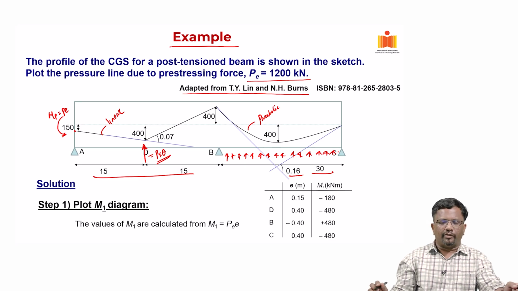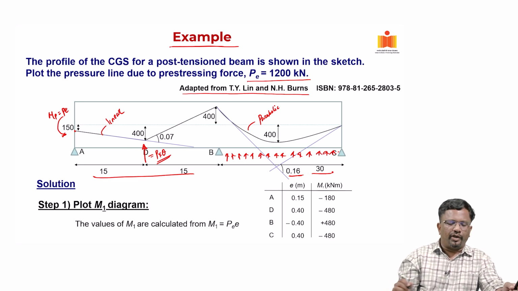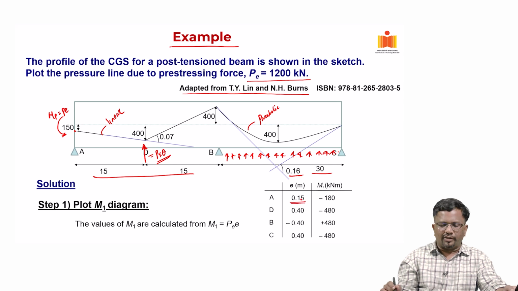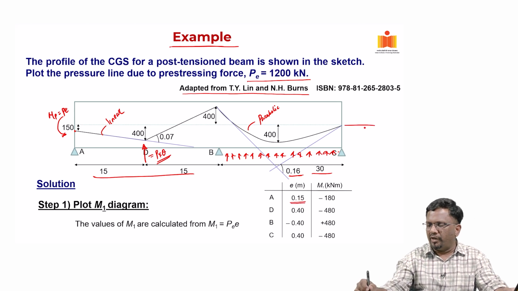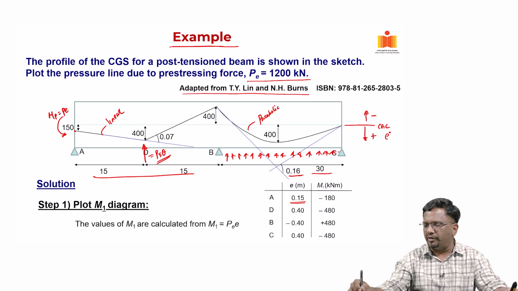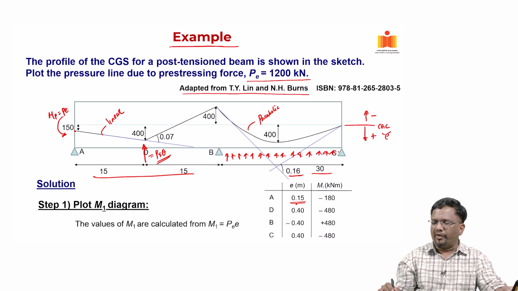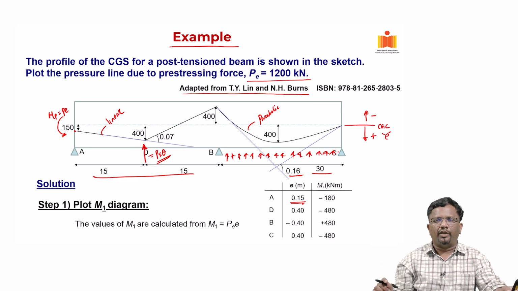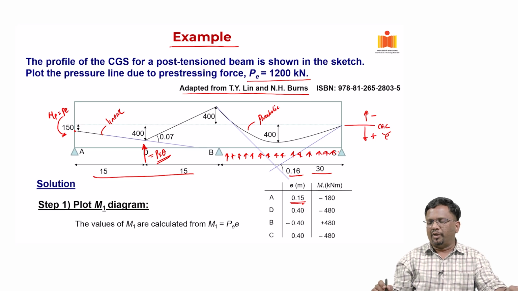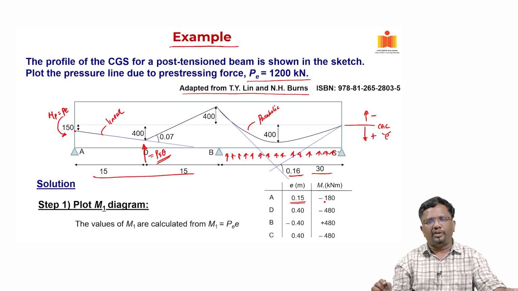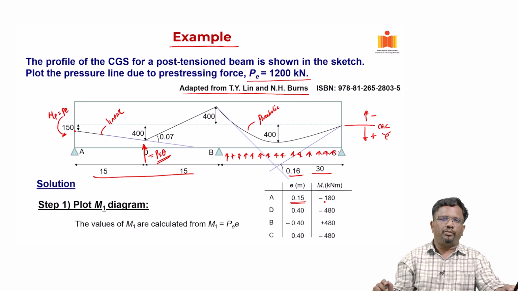So, the M1 diagram at different locations you see here. At support A, I have a positive eccentricity. If it is measured downward, it is positive, here it is negative. So, this is your CGC, right. So, that is the reason 0.15 is considered positive, but positive eccentricity is assumed to produce negative moment. Why? Because we have discussed previously that the prestressing moment should always be opposing the moment that is coming from your external load. So, that is the sign convention that we are taking.